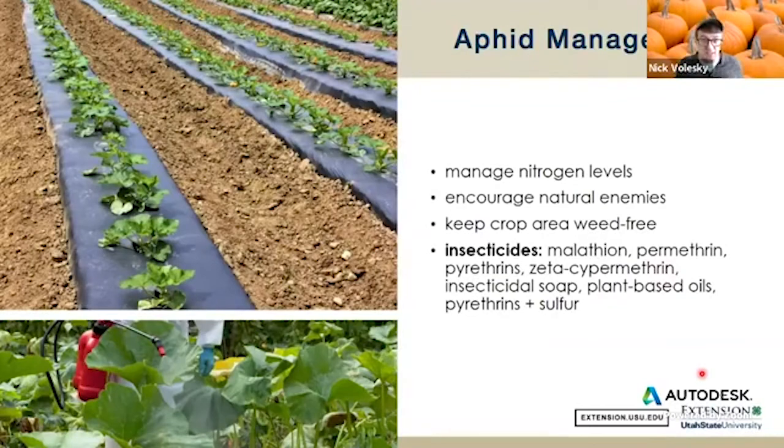Then, of course, there's a lot of insecticide options, too. So Malathion is an option. Permethrin is an organic option. A lot of our growers like to use insecticidal soaps or plant-based oils, which is what it does is it basically just kind of suffocates the aphids and its outer coating. So those are an effective product.